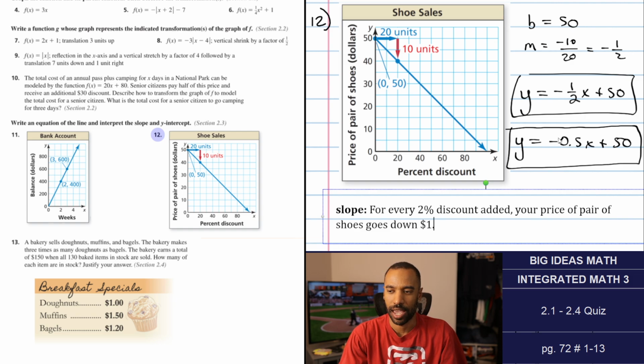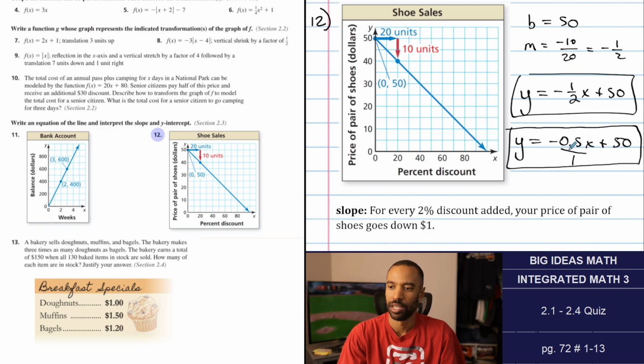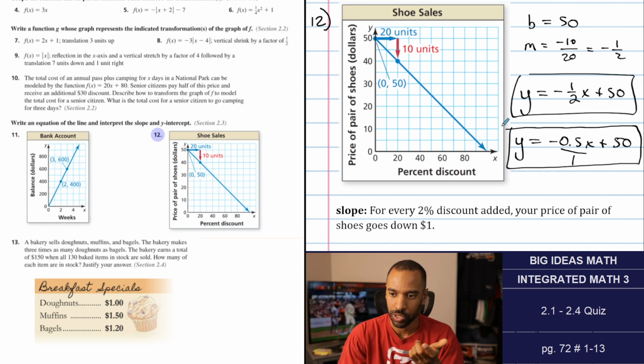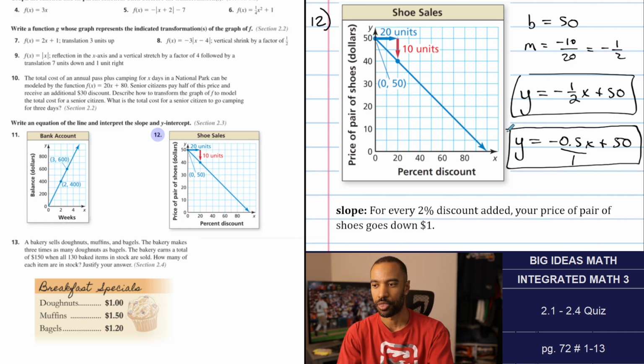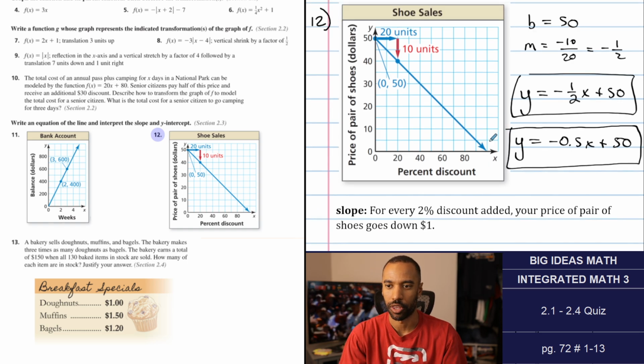You could also say, I'll just say this one out loud, because this is negative 0.5 over 1, so that's for every 1% discount added, your price of a pair of shoes goes down 50 cents. Right, that would be the same thing, leaving it as the fraction or otherwise. So this is the run and then rise that I mentioned there.